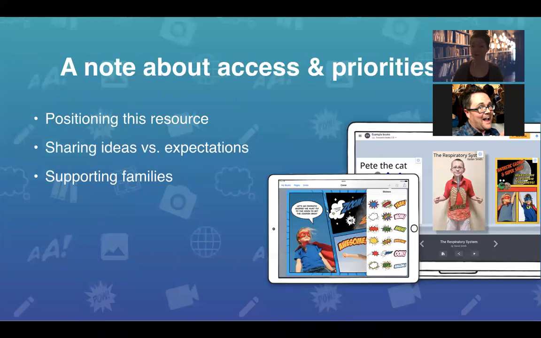Now, I want to make sure we note access and priorities and what's going on with everyone. You, of course, know this already with the work that you are doing. Your kids are in all different sorts of spaces and places in terms of access, not just to an actual computer or device, but also wireless connectivity. Their family might have certain health and economic priorities right now.